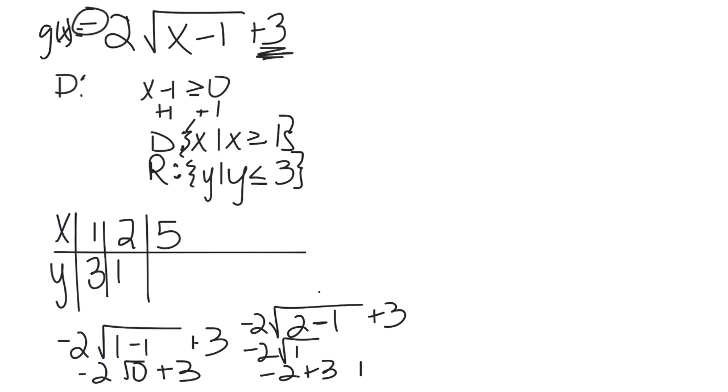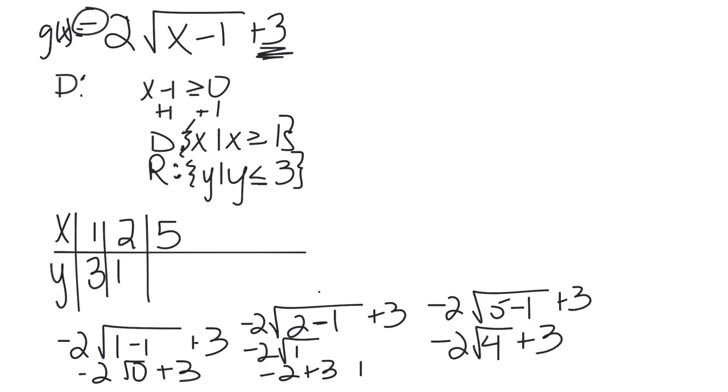Let's try 5. Negative 2 times the square root of 5 minus 1, plus 3. The square root of 4 works out nicely. And that's negative 2 times 2, plus 3, that's negative 4 plus 3, which is negative 1.